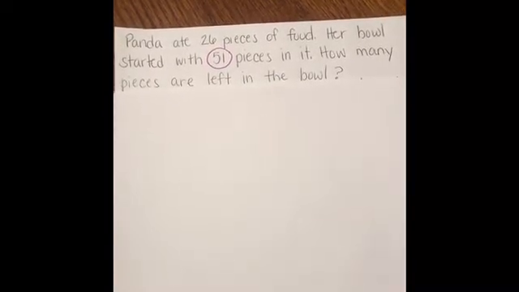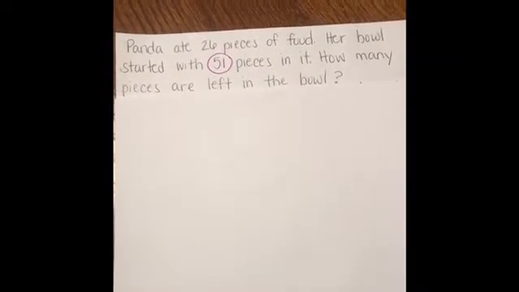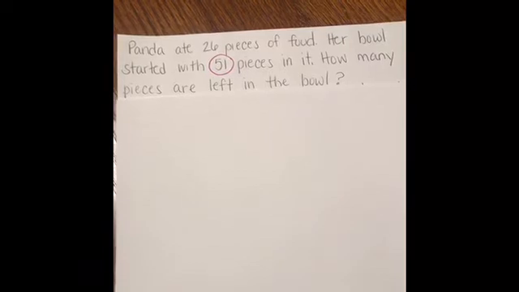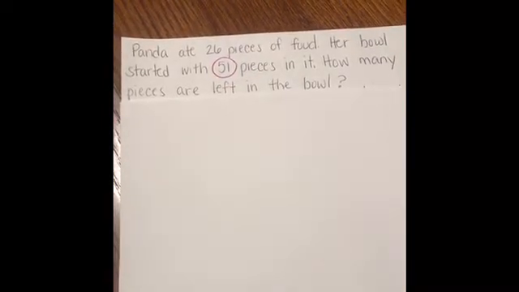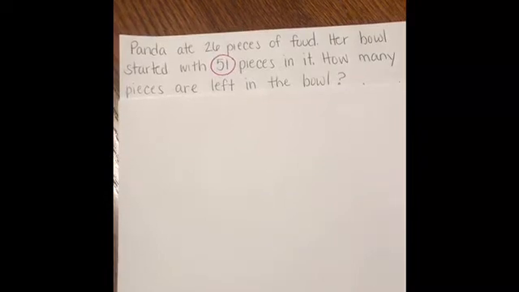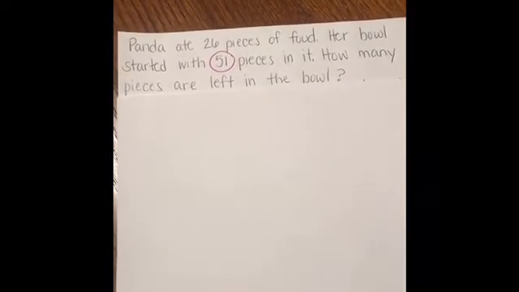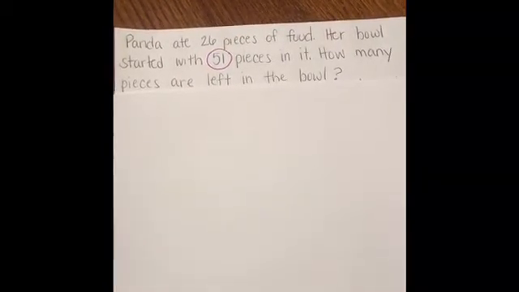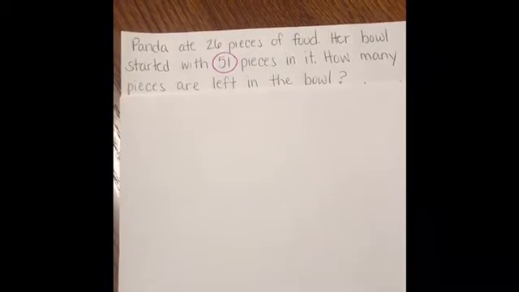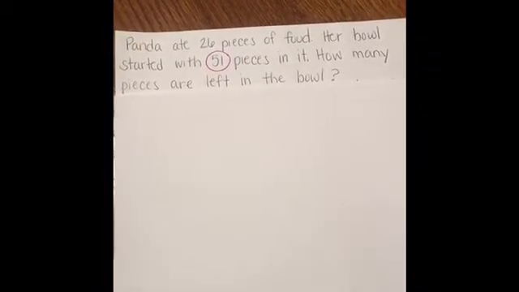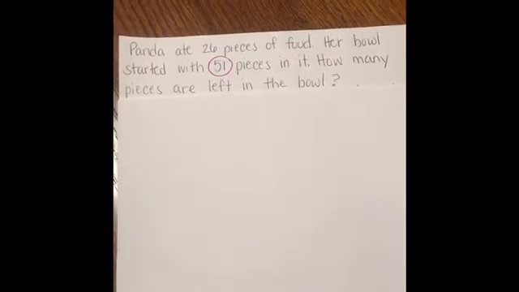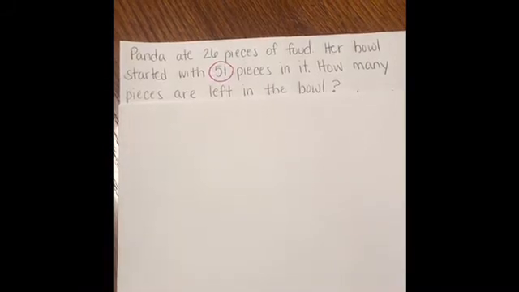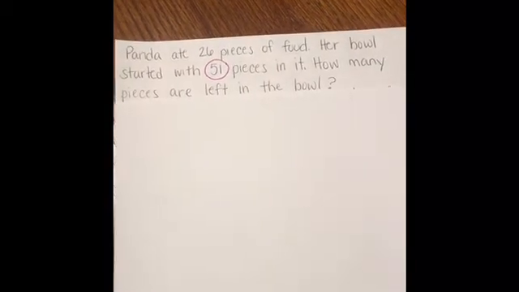So there were 51 pieces in her bowl, and then she started to eat 26 pieces. If she eats them, will she be getting more pieces of food, or will there be less in the bowl? That's right. If she eats them, they're going away, or you're taking them away, which is subtraction. So I have 51 circled there because when we decide our problem is subtraction, we have to start our equation with the bigger number.